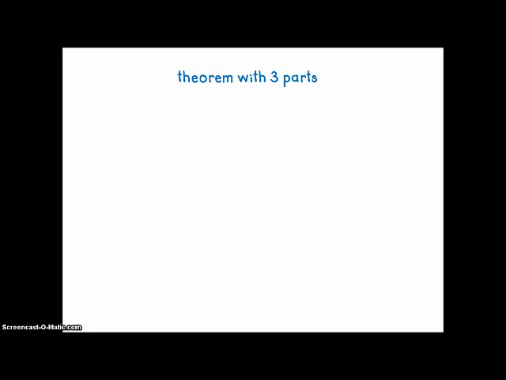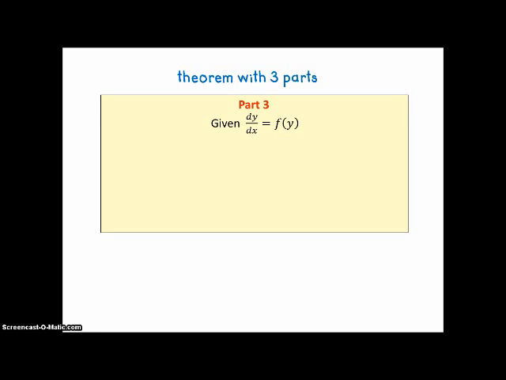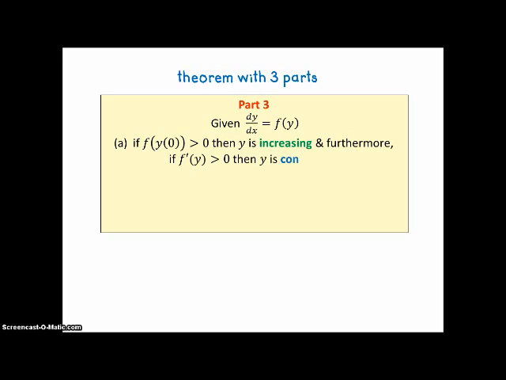Okay, now the third part of this theorem is a little bit more convoluted, so let's look at that slowly. Part 3. Given dy/dx equals f of y, so we have an autonomous differential equation. Part A, if f of y at 0 is greater than 0, then y is increasing, and furthermore. Well, now remember, f of y is already the derivative. So if it's positive at any value, then we have the original function increasing, and we're picking 0 on the x-axis kind of arbitrarily. Okay, now if f prime of y is greater than 0, then y is concave up, and if f prime of y is negative, then y is concave down.